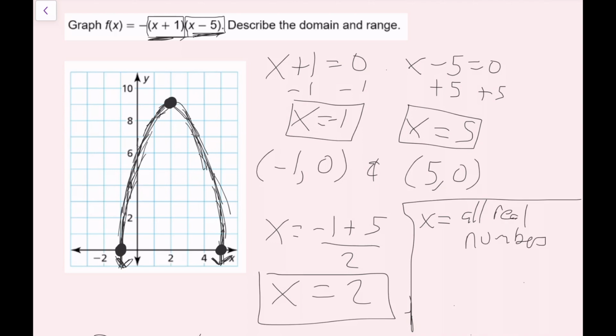numbers. Now y, or f of x, for the range, the largest point for f of x, we solve for that. The vertex, the maximum point of this, is going to be 9. So all the possible f of x values are going to be 9 or lower. So f of x is going to be less than or equal to 9. So this is my domain right here, and this is my range.